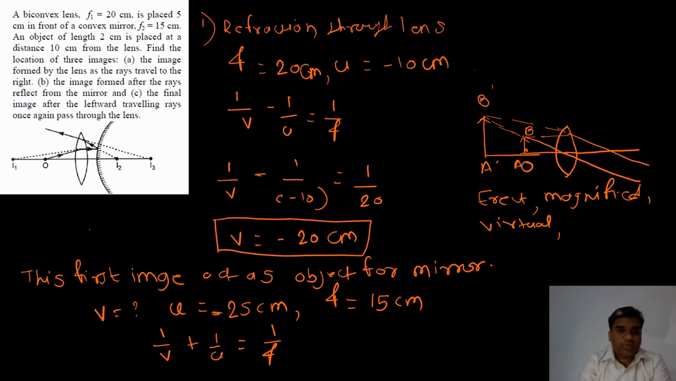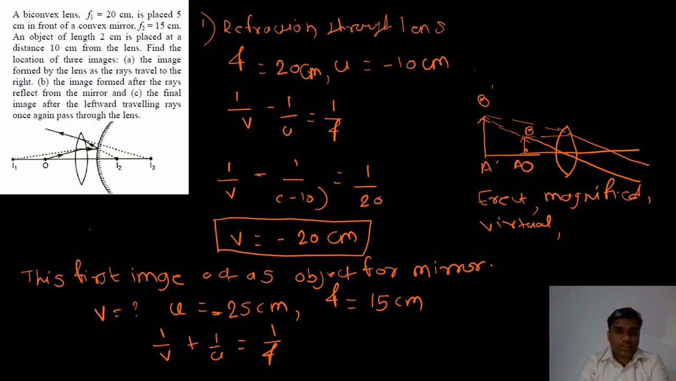The first is the image formed by the lens as the rays travel to the right. The second is the image formed after the rays reflect from the mirror. And the third, the final image after leftward traveling rays once again pass through the lens. Okay, that means we have to find out the location of three images here. Let's start with the first one.